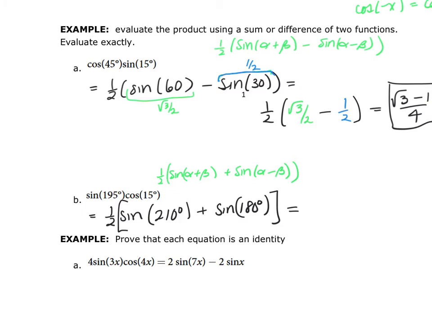So then I go back and I replace, well, the sine of 210, that is a 30 down in quadrant number 3, so that is a negative 1/2. And the sine of 180 is 0. So this is the same thing as 1/2 multiplied by the negative 1/2. So this gives me a total of negative 1/4.